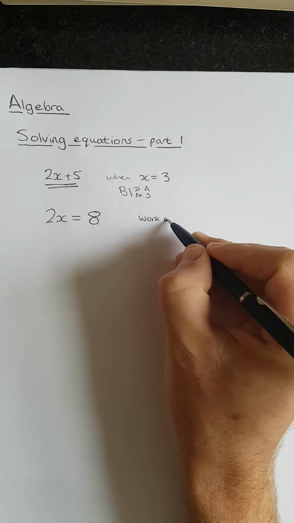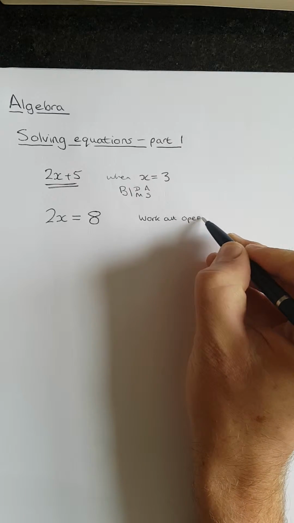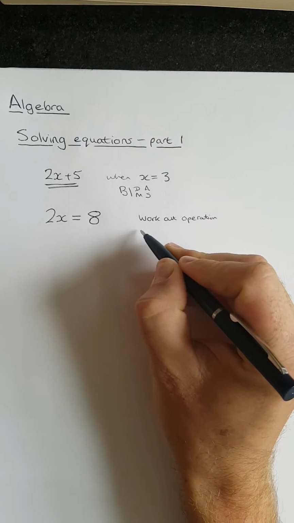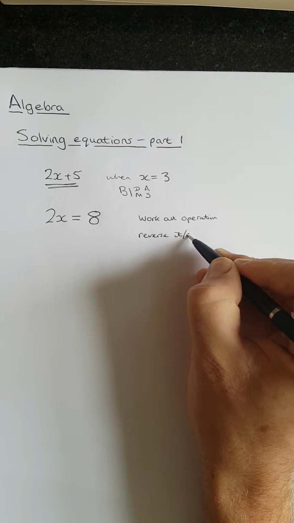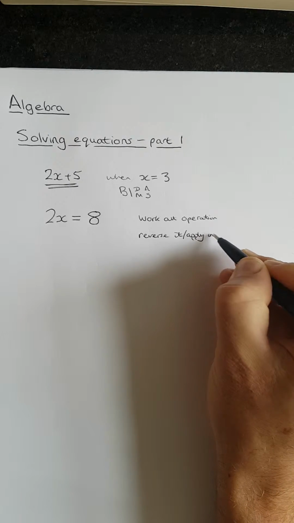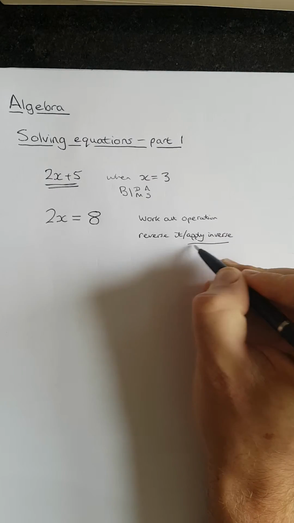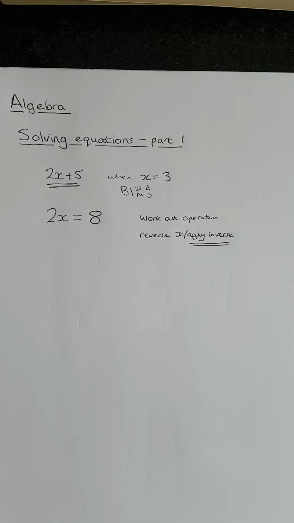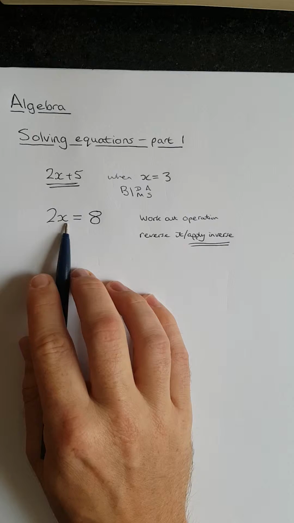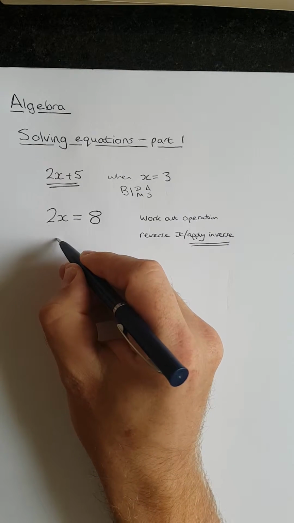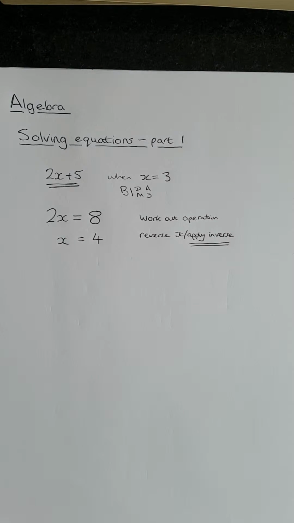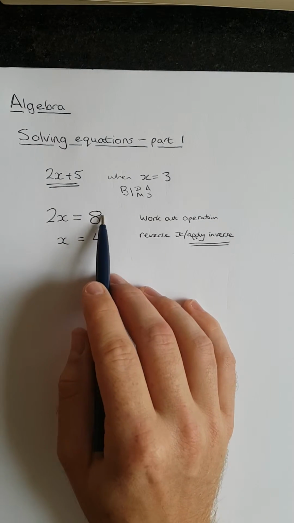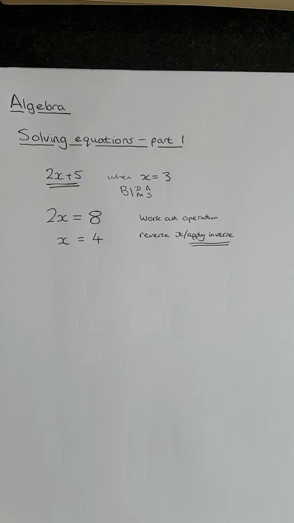I need to work out the operation, and I need to reverse it, or apply the inverse, as we would like to say. So, x has been multiplied by 2, so I'm going to divide by 2. And when I divide this by 2, I find out that x was 4.